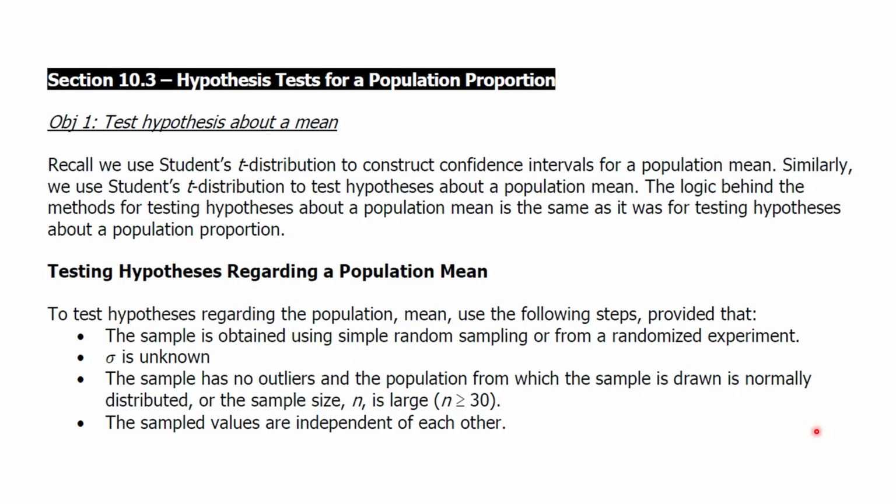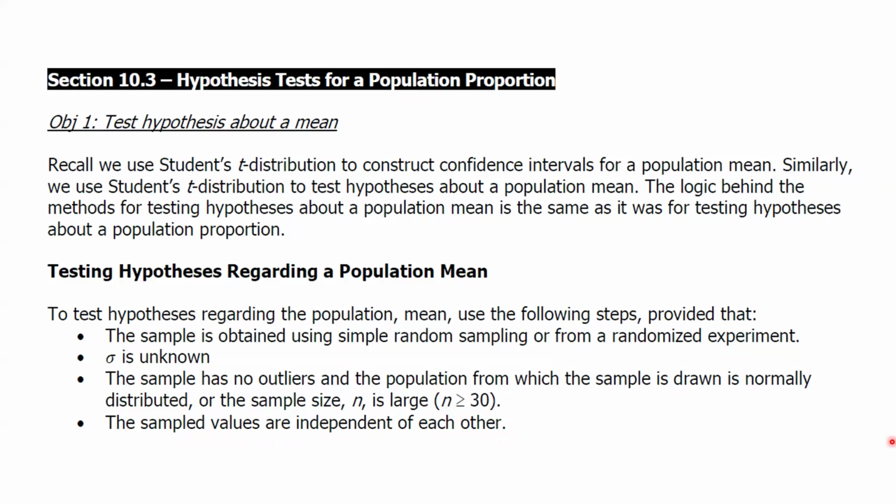So to test hypotheses regarding the population mean, we use the following steps, provided that the sample is obtained using simple random sampling or from a randomized experiment. Sigma is unknown. The sample has no outliers, and the population from which the sample is drawn is normally distributed, or the sample size n is large, meaning n is greater than or equal to 30. And then the sample values are independent of each other.